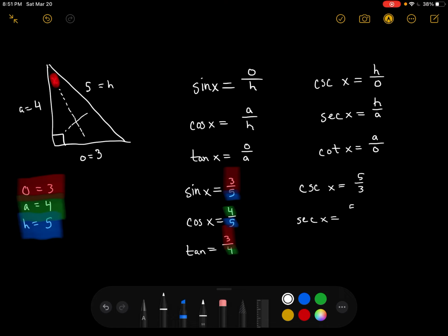So cosecant is 5 over 3. Secant is 5 over 4. And then our cotangent is equal to 4 over 3. So there's no real computing here that we're doing. It's just labeling some ratios.